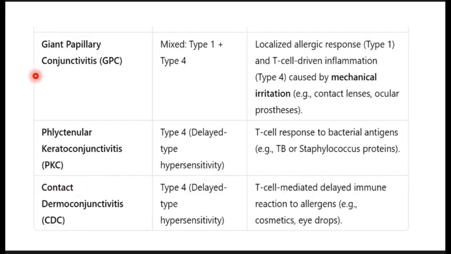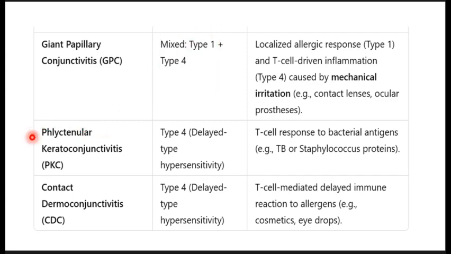Then we have giant papillary conjunctivitis. It is more of a localized allergic response and T cell driven inflammation, usually caused by mechanical irritation. So, there is a localized allergic response to some mechanical factor, either a contact lens or an ocular prosthesis. Again, this is type 1 and type 4, both mixed hypersensitivity.